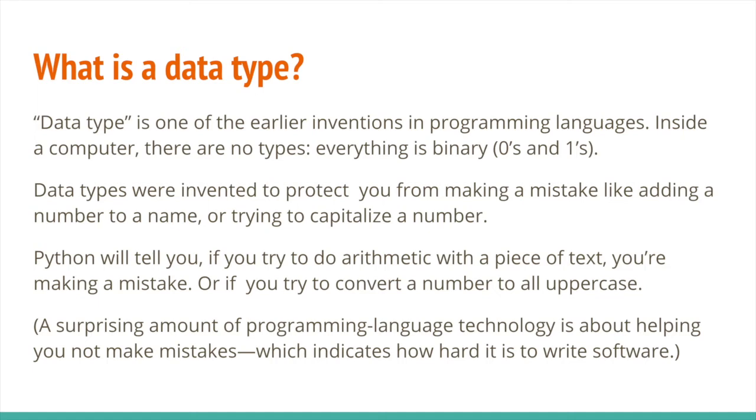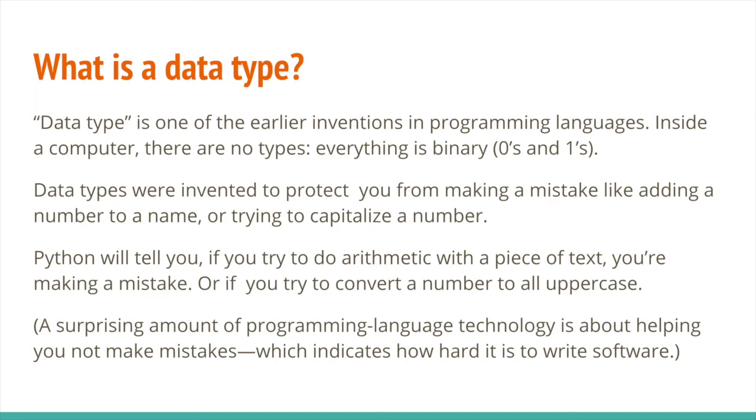Python will tell you if you try to do arithmetic with a piece of text, you're making a mistake. Or if you try to convert a number to all uppercase, that you're making a mistake. It can do this because it has the notion of data types. There's a data type for representing numbers. There's a data type for representing text. Certain things you can do with numbers, certain things you can do with text.